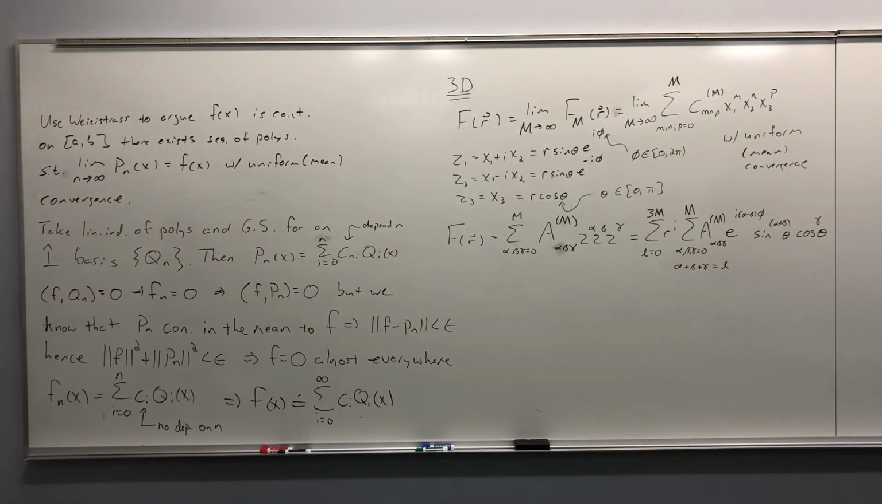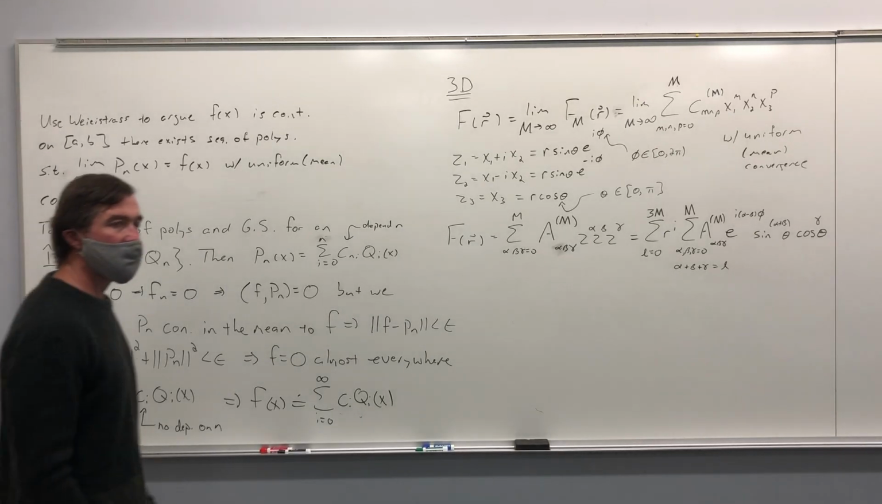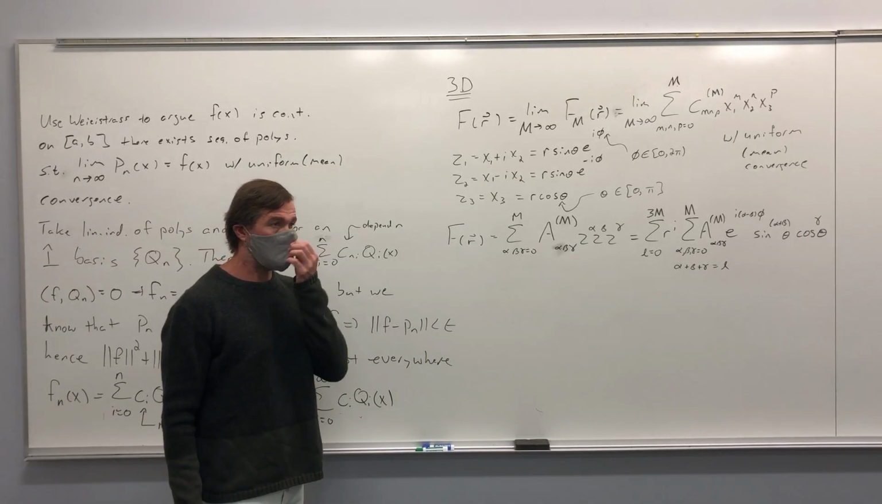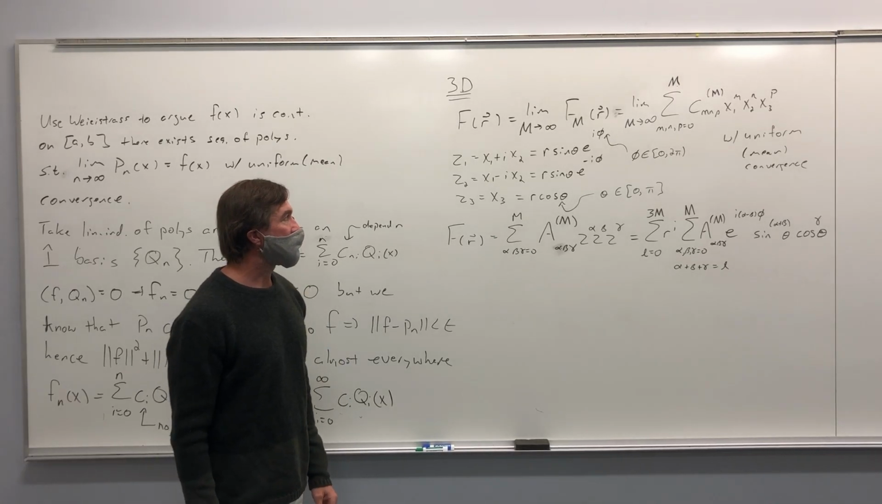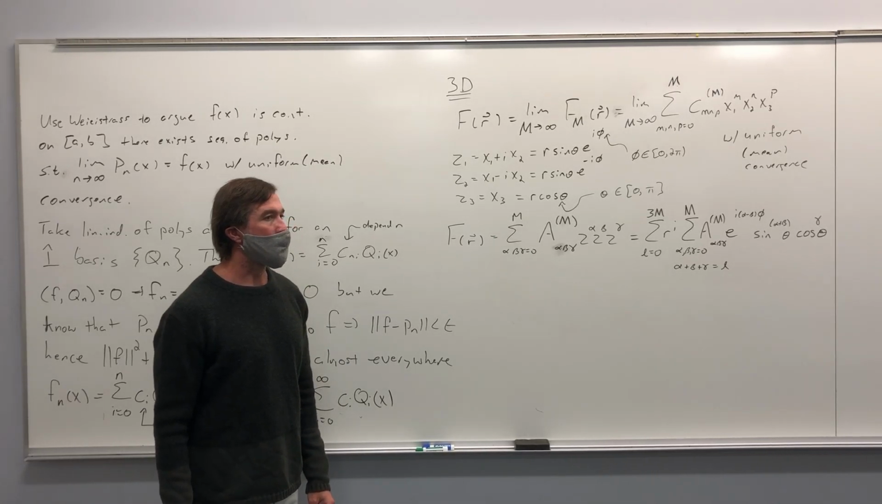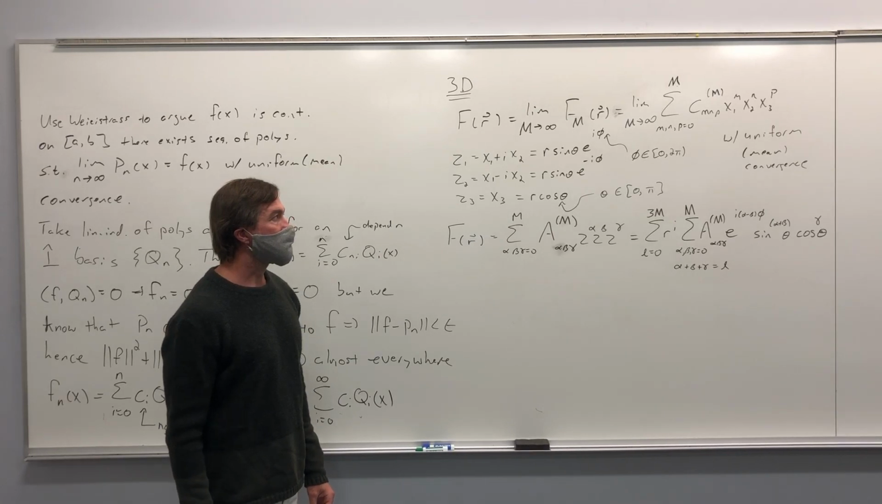Okay? Is everybody on board with that? Did we constrain alpha, beta, and gamma just now? Yes? Were they before? Think about it.